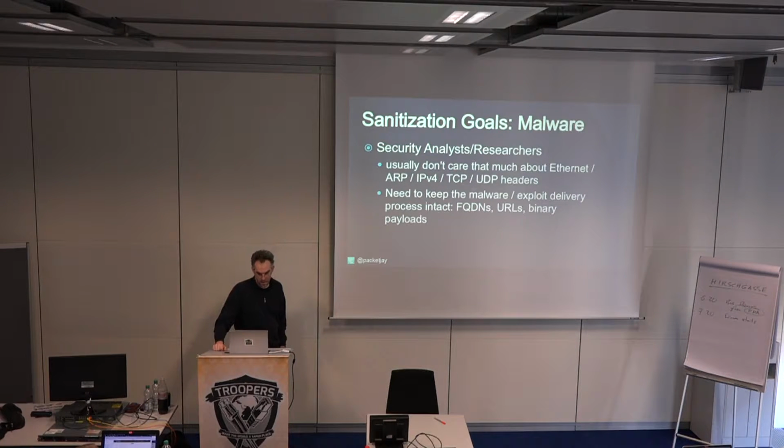For malware, usually we do not care that much about Ethernet, ARP, IPv4, TCP, UDP. I mean, TCP maybe. There's some interesting research into TCP session man-on-the-side attacks, where you try to take over a connection by injecting packets into a live connection. We could be interested in that, but Ethernet and ARP, I mean, ARP spoofing, everybody knows this one. So not that important, but much more important are FQDNs, URLs, binary payloads, that kind of thing.